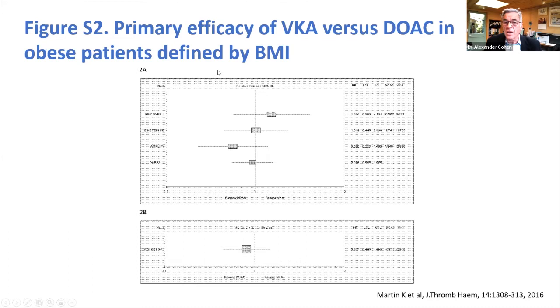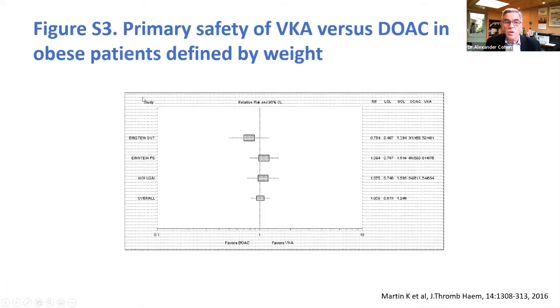If we look by BMI, we can see overall no difference. If we look at ROCKET AF, no difference again. Once again, the point estimates tend to favor the DOACs. And if we look at bleeding, we see no differences too. But in this case, we've only got data from rivaroxaban and the edoxaban study.